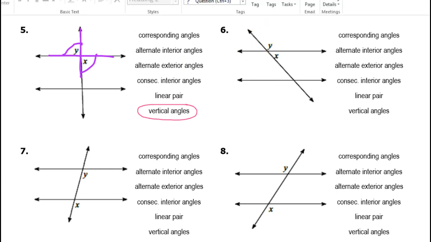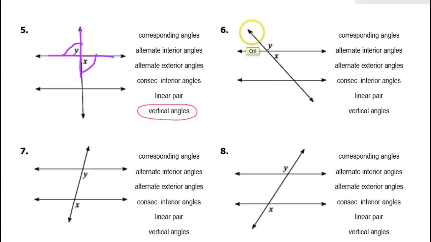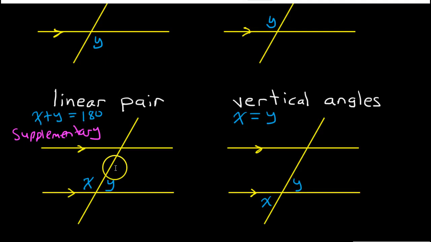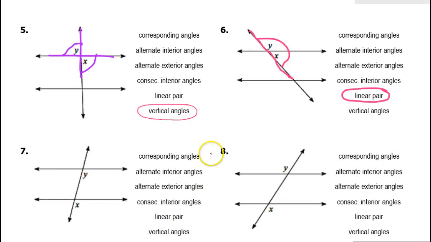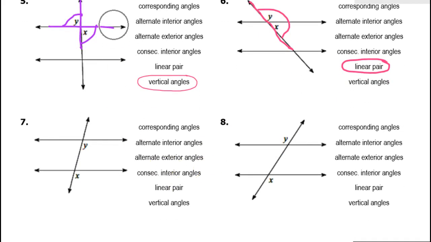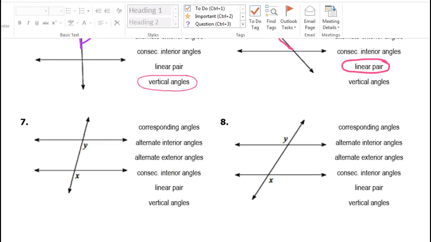See how they are just forming a straight line together? What did we call it when you had two angles that together make a straight line? That's called a linear pair. That's like these, x and y just sitting right next to each other, making a straight line. That's a linear pair. What about number 7?